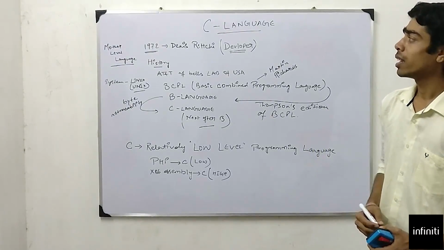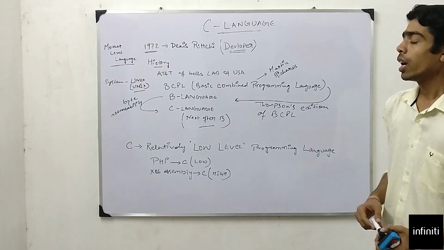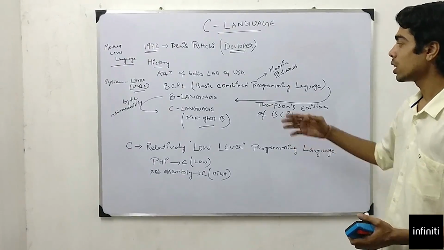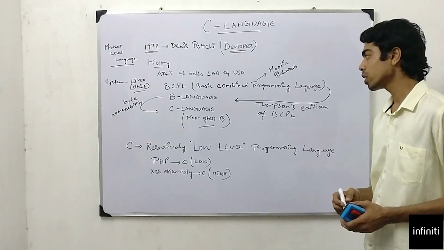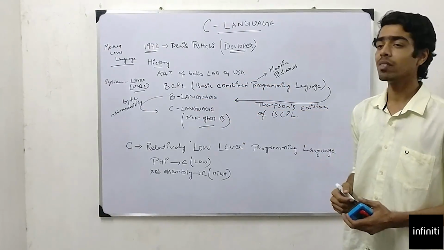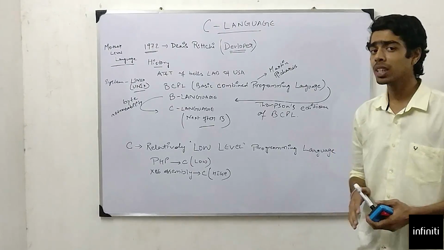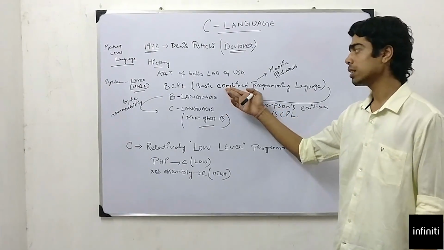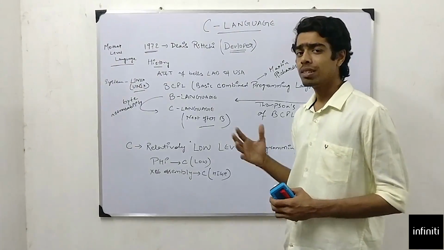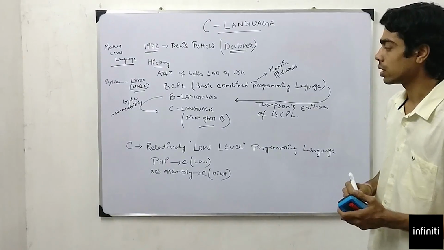C was developed by Dennis Ritchie in 1972 at AT&T Bell Labs. It was basically an upgradation of the BCPL programming language, which was developed by Martin Richards. From BCPL, the B programming language came into existence, which was again a Thompson edition of BCPL. It was less complex than BCPL. Again, due to some byte addressability issues of BCPL and B, the C programming language came into existence.